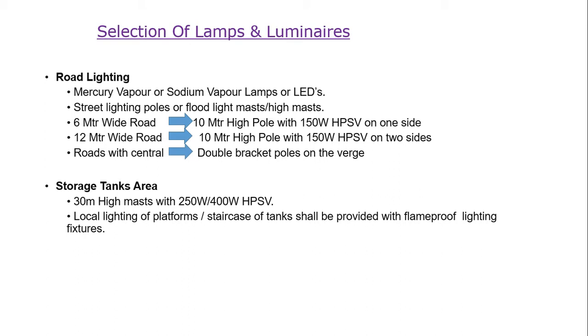So if it is a building lighting, it would be building. If it is a substation, it would be substation. If it is a process plant, it would be a process unit. If it is a warehouse, the requirement will be based on warehouse requirement. So based on that, we can select our lamps and luminaires.